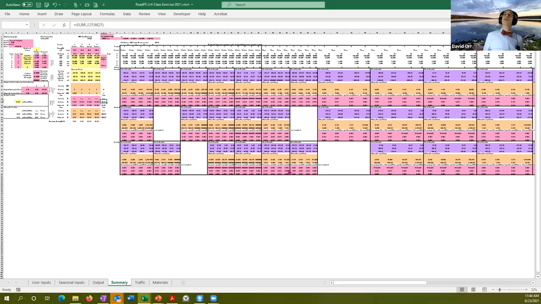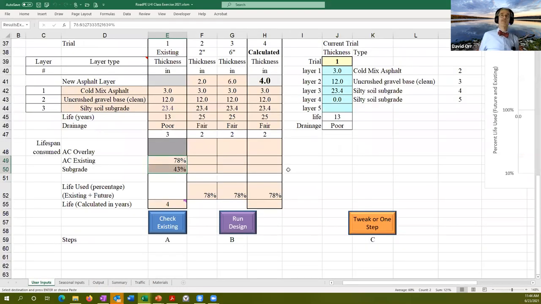So we're coming up on just a little over a minute. And one of the things I have learned with my computer, I don't know why it does this, I have to usually reboot it about midday because it's slow, but there it's back. Okay. So in this particular case, you can see it says we've lost 78% of the life of the asphalt. And we've lost 43% of the life of the subgrade.